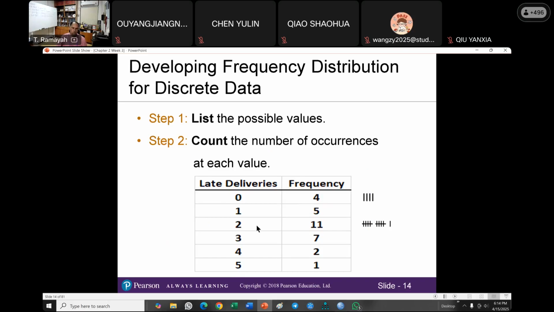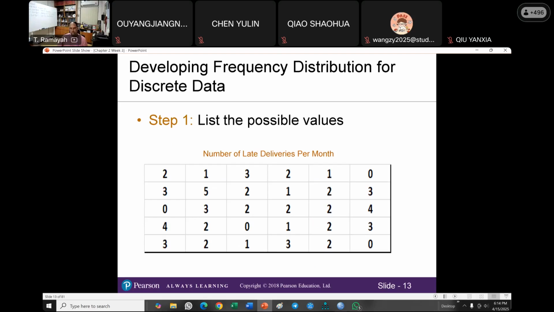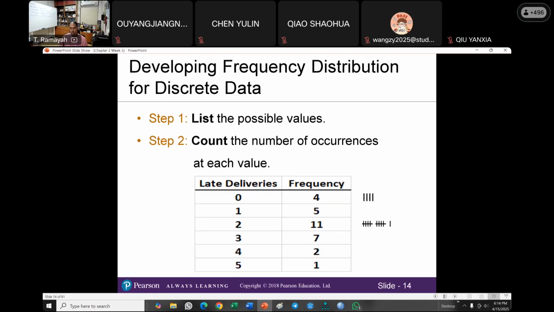So number 2 appears 11 times. Okay, 2 late deliveries happen 11 times in a month. So when we count the number 2, 1, 2, 3, 4, and then we cross. We already have 5 here. 1, 2, 3, 4, we cross. We have 5 here. 5 plus 5 is already 10, and one more time. So 11 times. So from the unordered category, we will group them into these ordered categories.